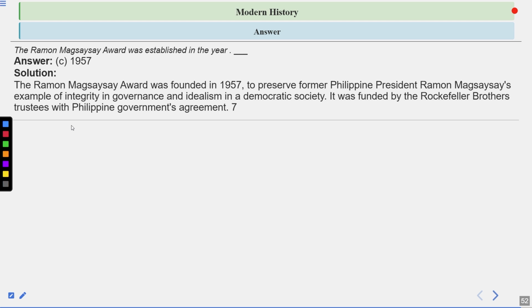The Ramon Magsaysay Award was founded in 1957 to preserve former Philippine President Ramon Magsaysay's example of integrity in governance and idealism in a democratic society. Founded by the Rockefeller Brothers trustees with the Philippine government's agreement.